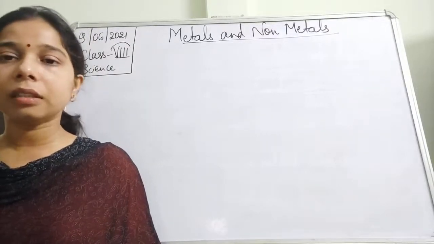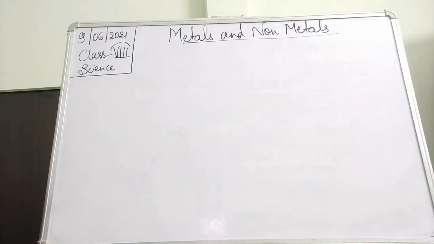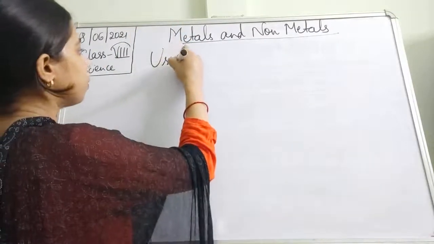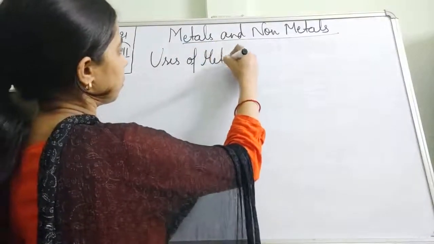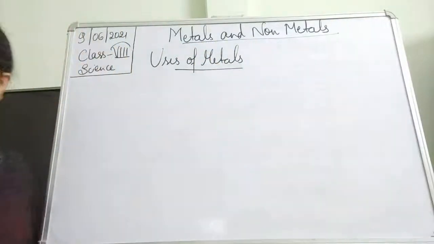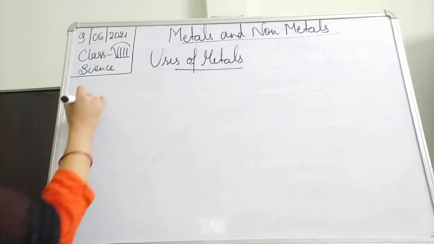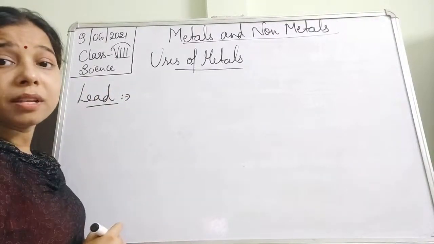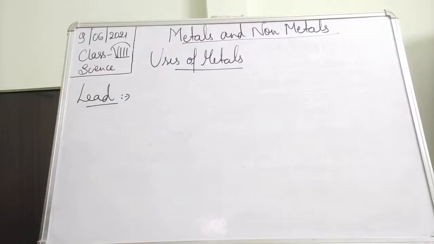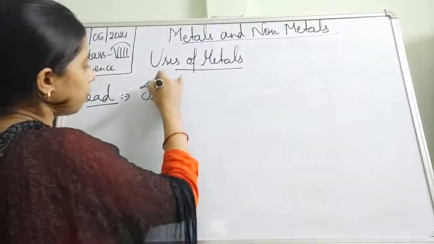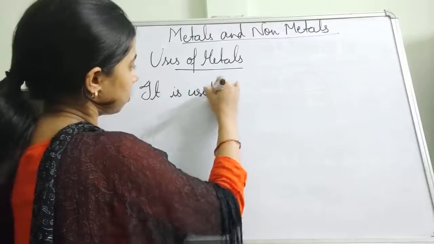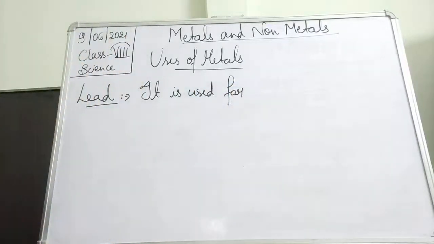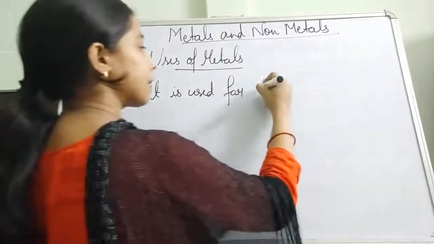There are a lot of other metals, students, so we will continue with the same. Here the next one is lead. Let me write it, that is uses of metals. If we talk about lead, what are the different uses of lead? Lead is used in making X-ray machines. So it is used for shielding in X-rays.